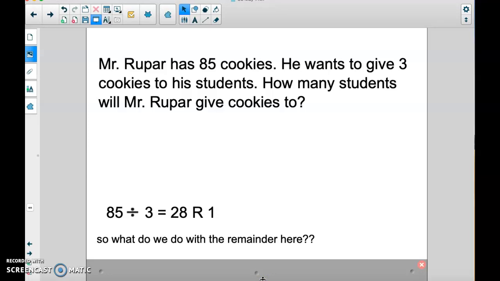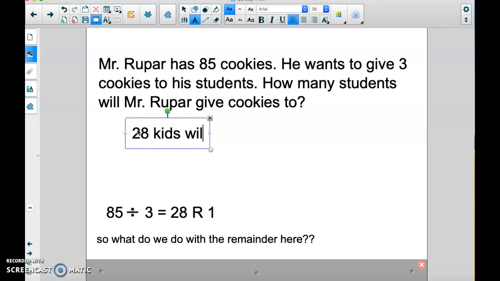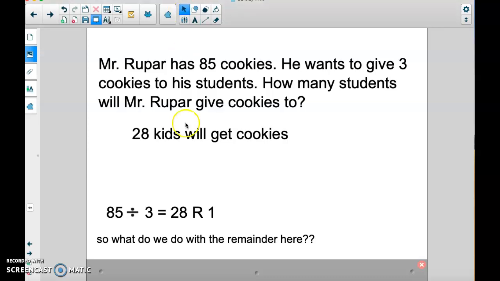But here we have to think about, okay, if 28 kids get cookies, I've used 84 cookies, and I've got 1 cookie left over. You can't give 1 kid a cookie and all the other kids 3 cookies. So in this problem, only 28 kids will get cookies. Not 29, right? Because there's that 1 extra cookie. Maybe Mr. Rupar just eats that cookie for himself. I don't know. That sounds pretty good to me.